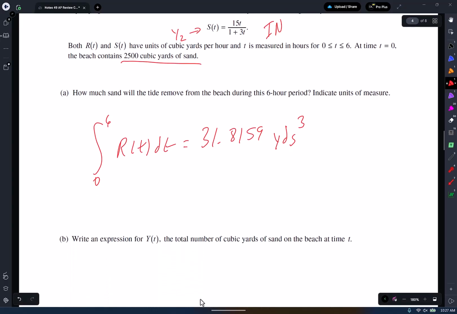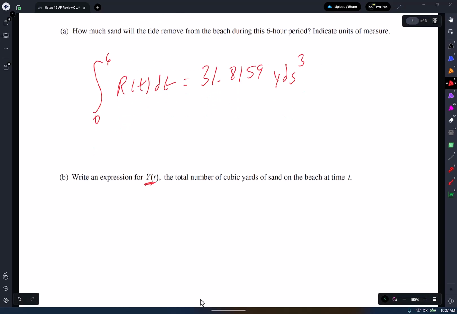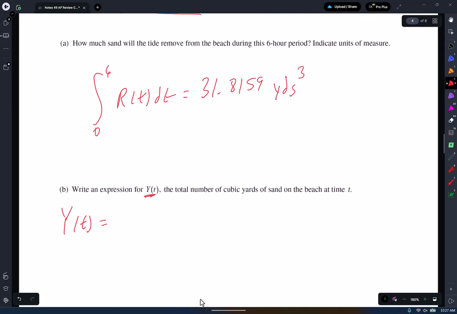All right, letter B. Write an expression for Y of t, the total number of cubic yards of sand on the beach at time t. I love this question, guys. It's always going to look the same. Kyle, you're going to give me the equation. Wait, can I do it? Okay, you can do it, and if you get stuck, Kyle's your lifeline. It's going to be 2,500. Is that how much I have initially? Yes.